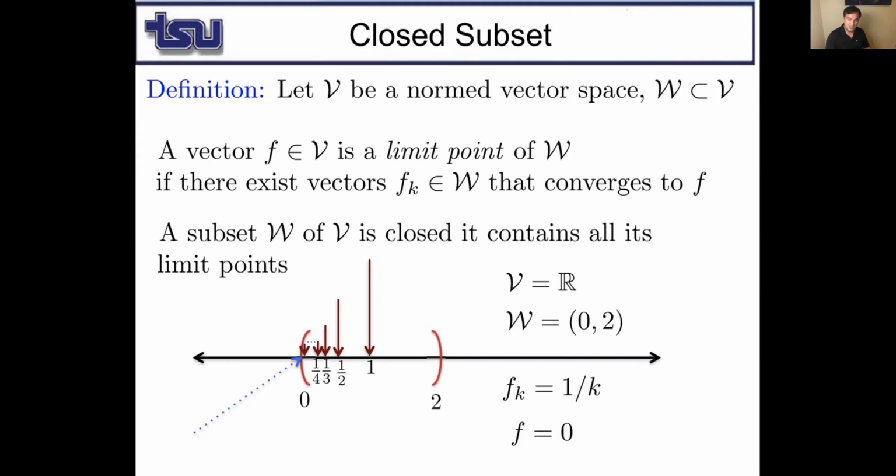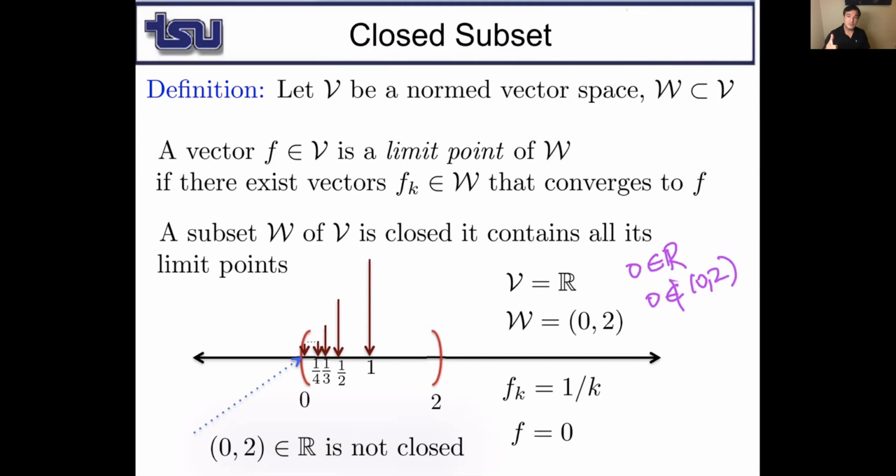Okay, I repeat, we have 0 in R, and 0 is not in (0, 2). So we have an f in V, but that f is not in W. However, we have a sequence of vectors in W, and they converge to this f, but that f is not in W. Therefore, W is not a closed subset of V. I'm not saying open. I'm just saying W is not a closed subset of V. I hope this is clear. So think about a limit point.